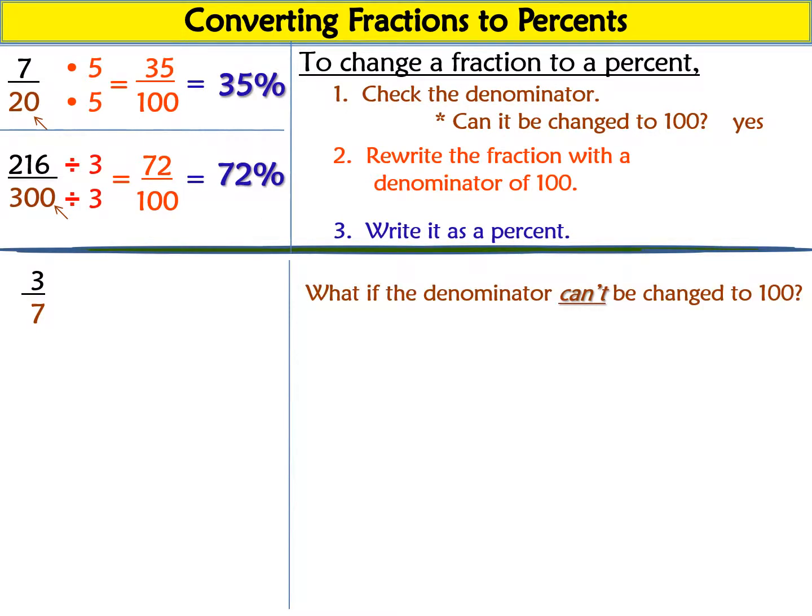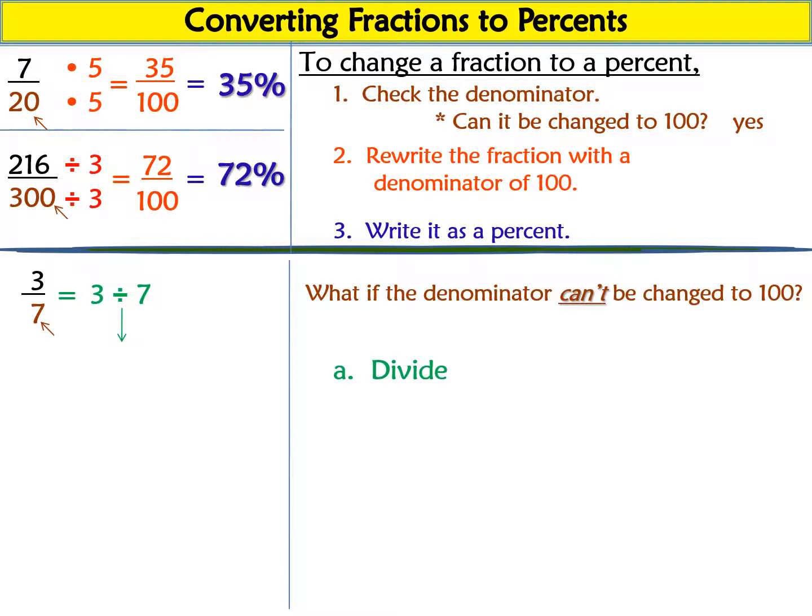Now, unfortunately, not every denominator is easily changed to a denominator of 100. So when you can't neatly and easily change the denominator to 100, here's our plan B. We're going to divide. In other words, we're going to take this fraction and convert it to a decimal number. Then we're going to take that decimal number and convert it to a percent. So 3/7 is really just 3 divided by 7. And now it's time to do some long division.